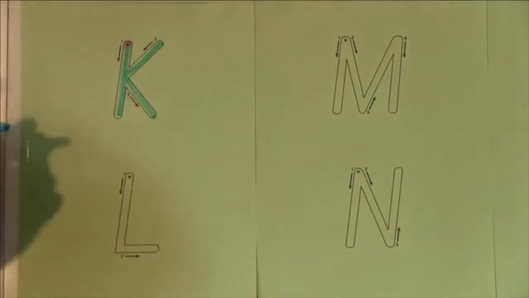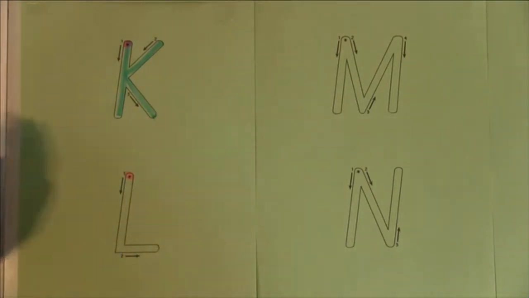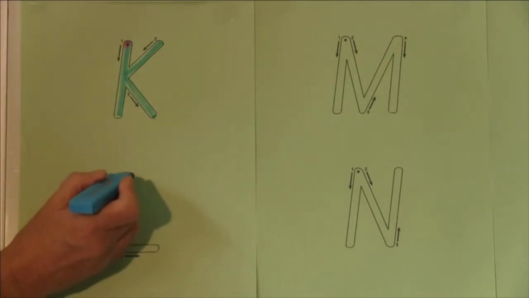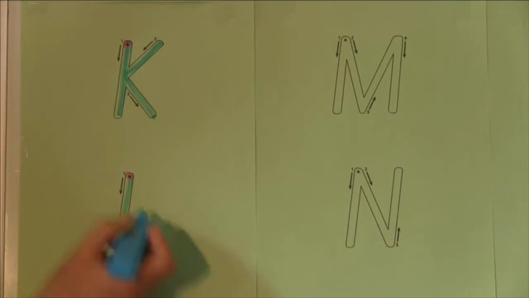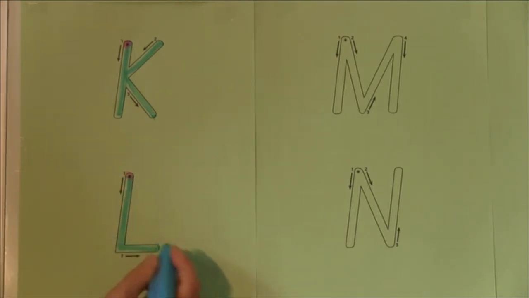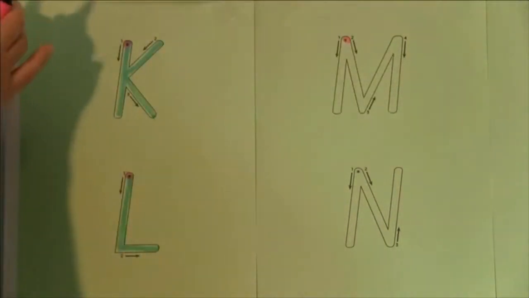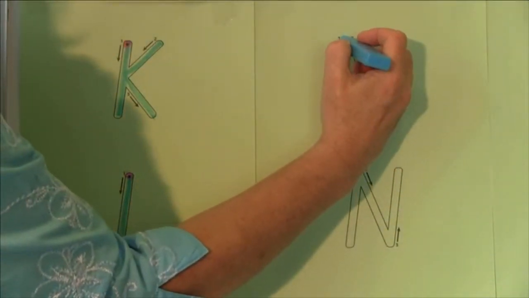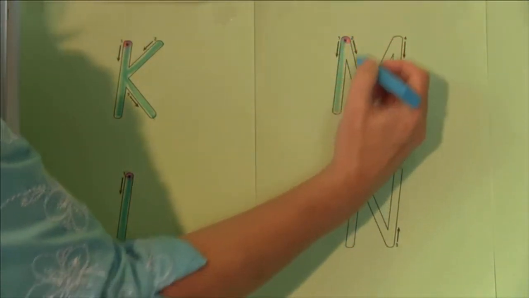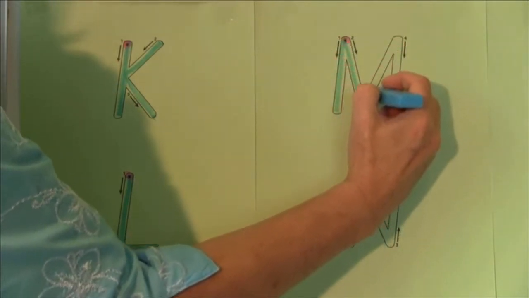And that's K. Now L isn't too tricky because there's only one straight stick. It's down and across. So L goes down, then across. All right, now M, again, we've got that straight stick on the left, although is it straight? Yes, I think it is. So we go straight down, and then we go back to the top, and it's like we're doing a zigzag.